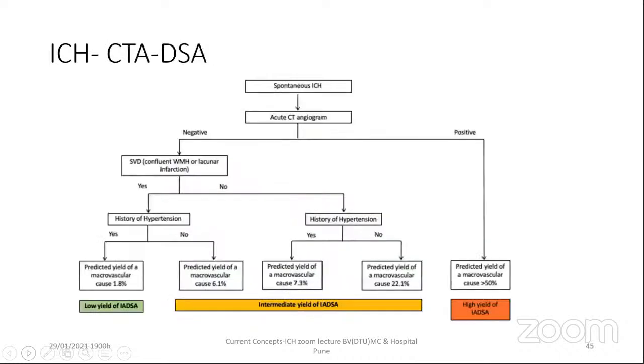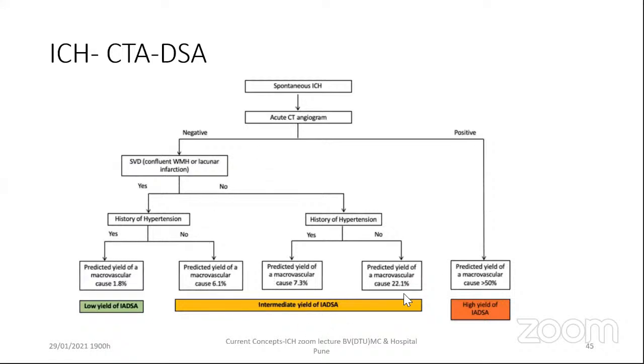So now whether we do CT angiography, do we have to do DSA? That's the main question. Whenever we suspect a macrovascular cause, if the acute CT angiogram is negative, and the confluent white matter hyperintensity and lacunar infarctions are seen, and history of hypertension is present, the predicted yield of macrovascular cause is less than 1.8%. So there is no requirement of DSA here. If history of hypertension is not there, then there will be 6% yield of macrovascular cause. So even though there are lacunar infarctions, you can still do.